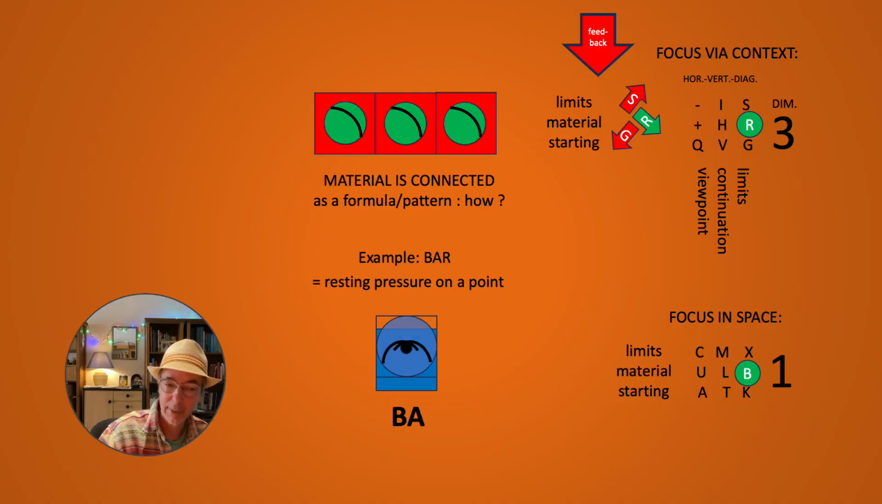With the A combined, we have a center focus. This center focus will, of course, focus towards that position. So it looks like a resting pressure on a point. It is as if we have these pressures which are now focused upon. So these pressures will, of course, be pressing upon our focal point. That's the ba.